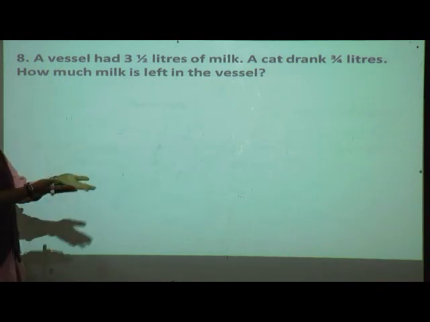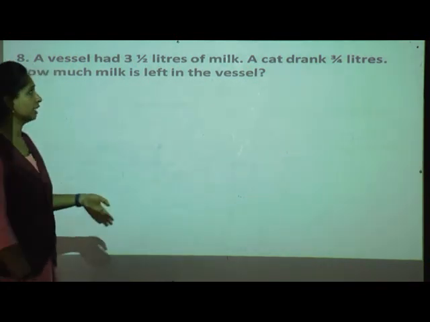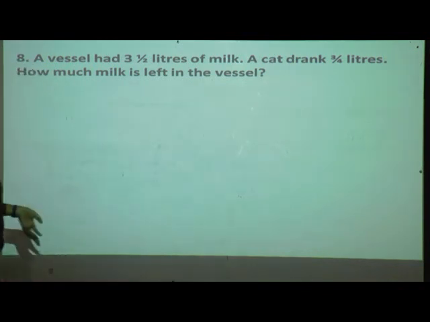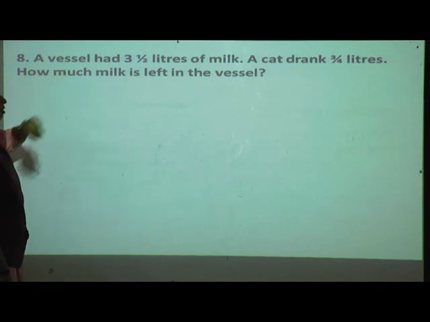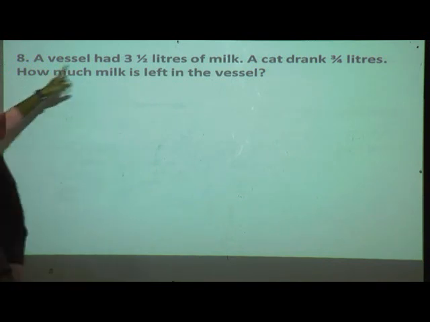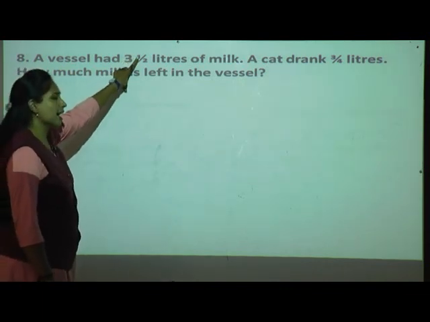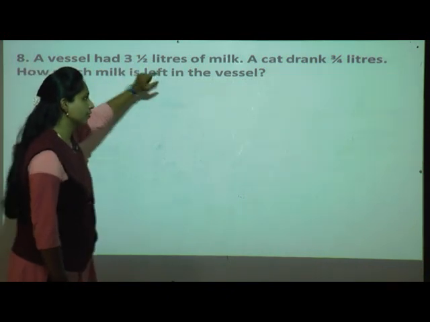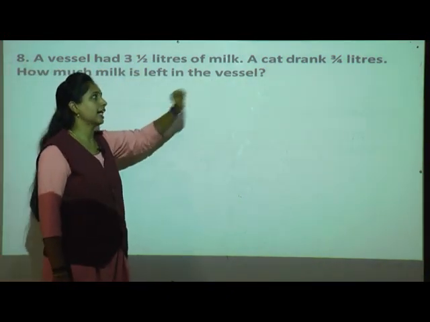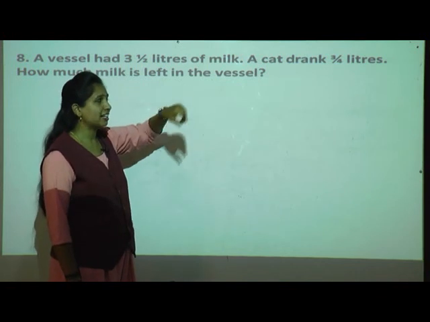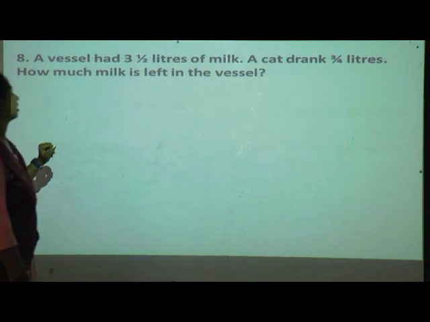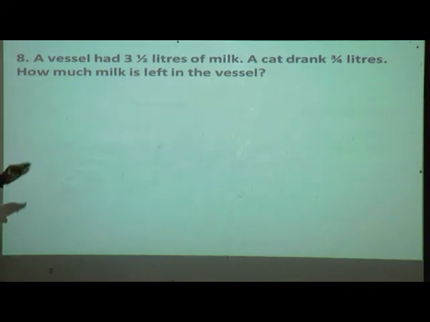What happened at home? Vessel means bowl, patela. We take milk, where we see every day the milkman comes, so your mother takes milk and she will take it in a vessel. How much milk was there in the vessel? 3 and 1 upon 2 means 3.5 liters of milk. The cat came into the house and drank 3 upon 4 liters of the milk. So how much milk is left in the vessel?